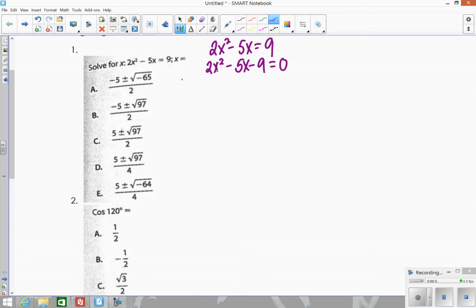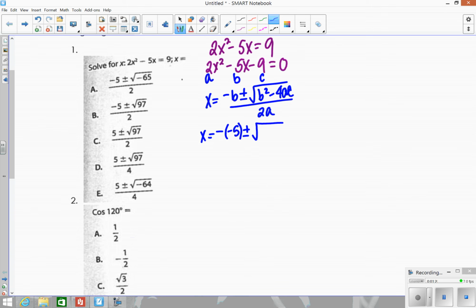Then when I look at this, this value here is my a, this is my b, and this is my c. So I'm going to use the quadratic formula: negative b plus or minus the square root of b squared minus 4ac, all over 2a. When we plug in for a, b, and c, they are just numbers. You don't do anything with the x's. When I start to substitute for b, it's going to be negative, and then b is negative 5, so I'm going to plug in using parentheses. Negative 5 is what b is.